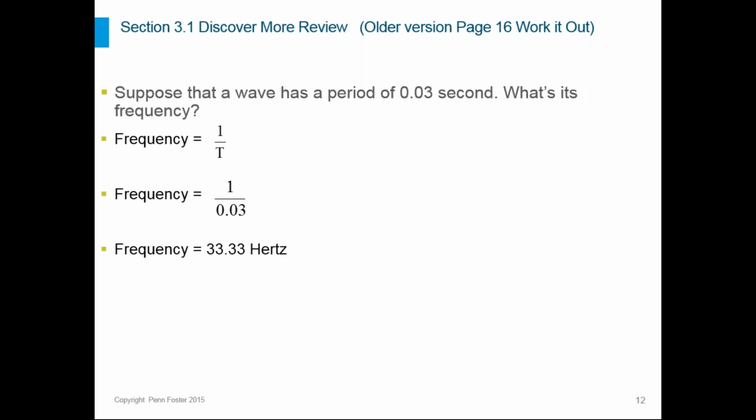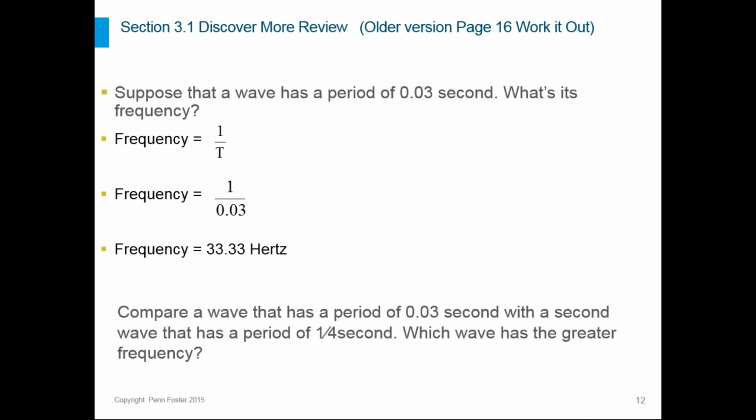And then the next question is related to it. So we're talking about the same wave, a wave that has a period of 0.3 seconds, with a second wave that has a period of 1/4 of a second. And now we're going to find out its frequency so we can compare them.